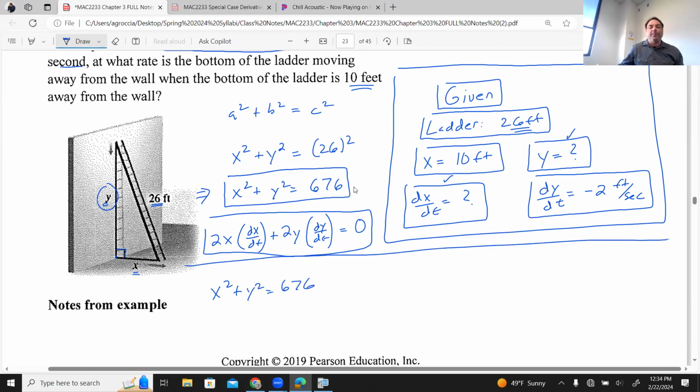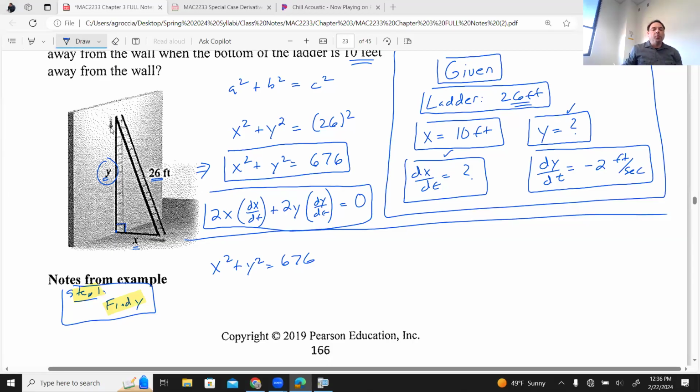So our first step, we'll label it step 1, find y. Step 1 is to find y. I want you to plug in for x and solve for y. So we know that x is 10. That's part of the given. We don't know y. So we're going to do some algebra to solve.